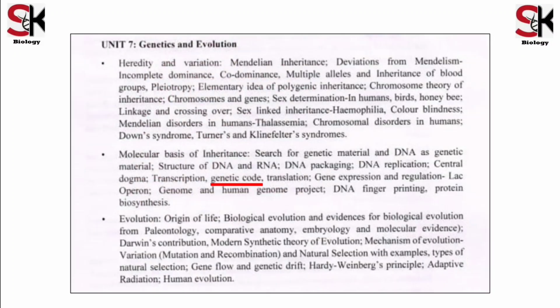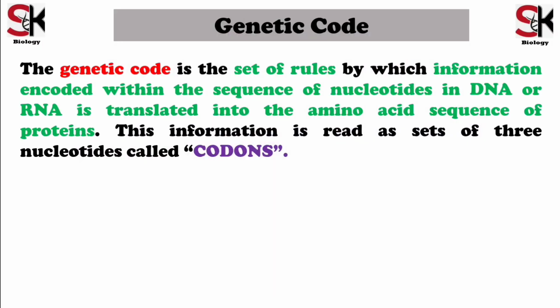Today's video is about genetic code. Genetic code is the set of rules by which information encoded in nucleotide sequence, that is DNA and RNA, is translated into amino acid sequence of proteins. This information is read as a set of 3 nucleotides called codons.